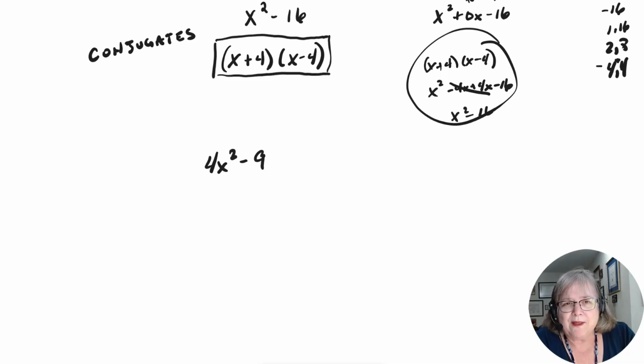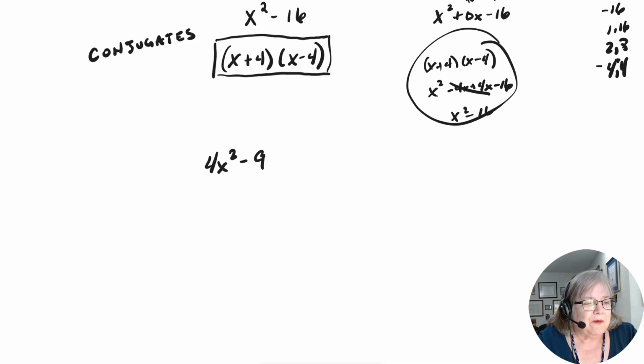But if we go through the list, it would be: is there anything in common to factor out between a 4x squared and a 9? No. Is the lead coefficient a 1 and is it a trinomial? No. Is it the difference or sum of two squares? Yeah. 4 is a square, x squared is a square. That's kind of my clue. 9 is a square. So this is the difference of two squares. All right.